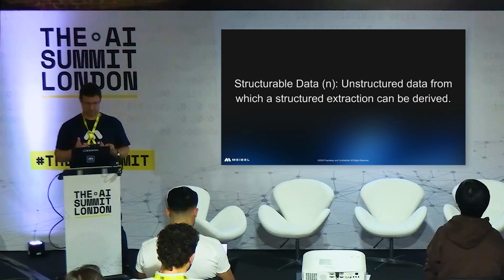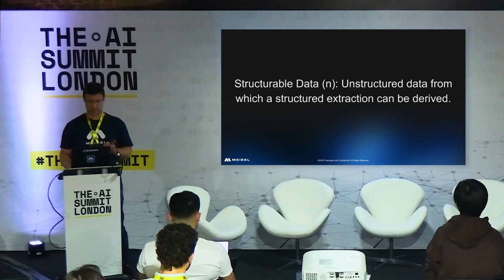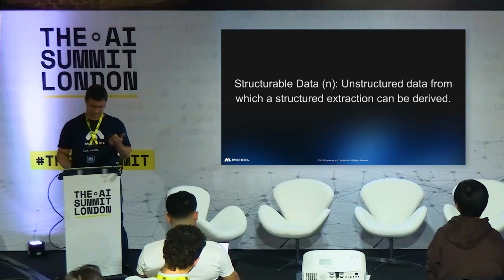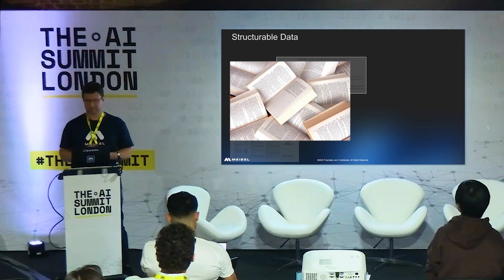So we're just going to define it this way. Structurable data is unstructured data from which a structured extraction can be derived. And it'll be easier to understand this definition with an example or two or three. So let's take one of the most unstructured examples there is, a fiction novel.